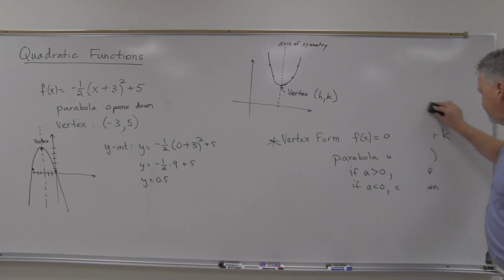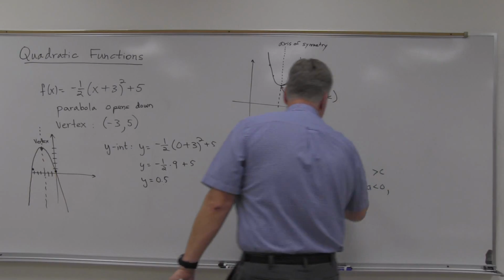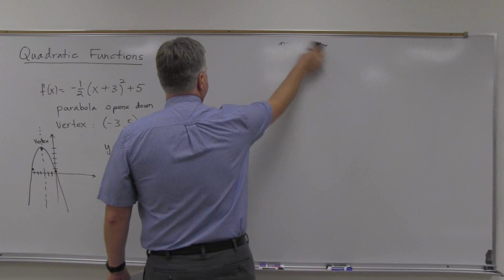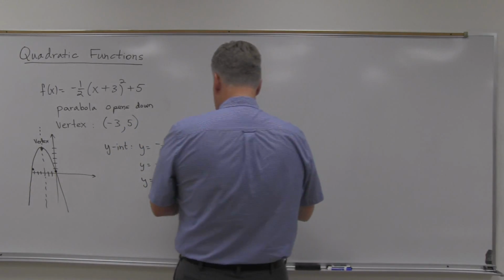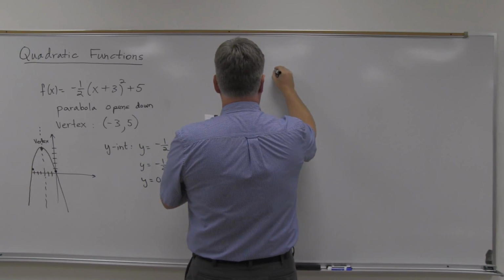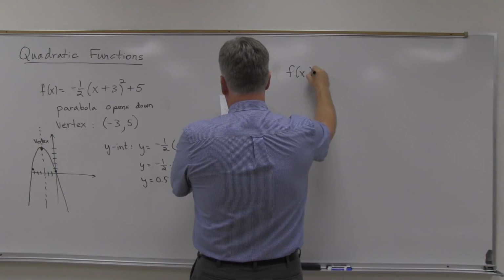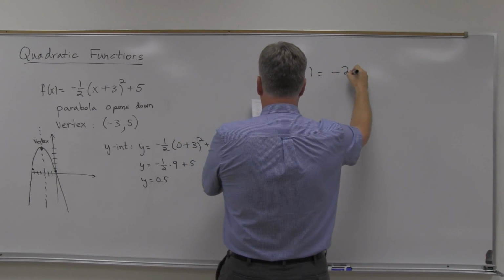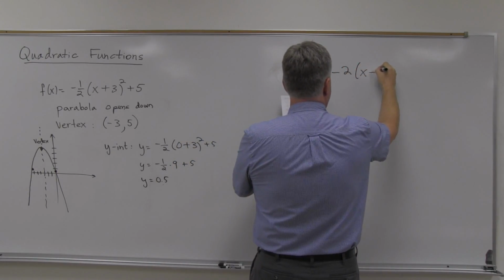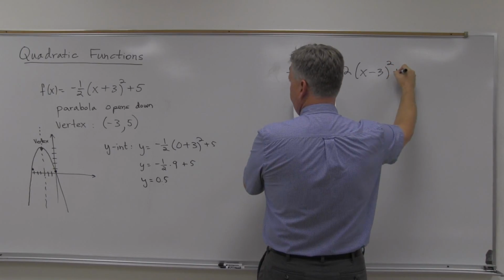All right, so those are fairly quick ones. Let's do another one. See how we do here. All right, number 2. Let's call it f of x equals negative 2 times parentheses x minus 3 squared plus 11.